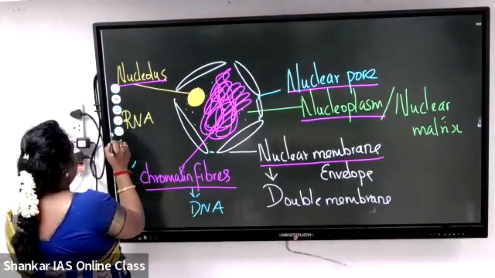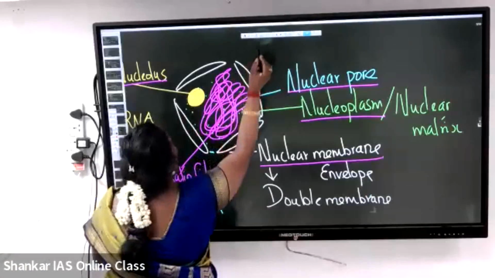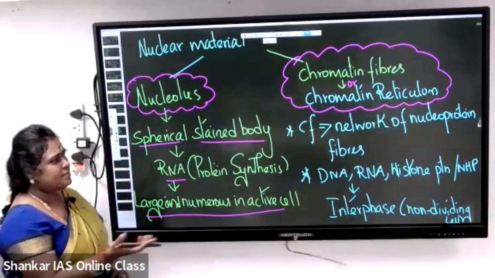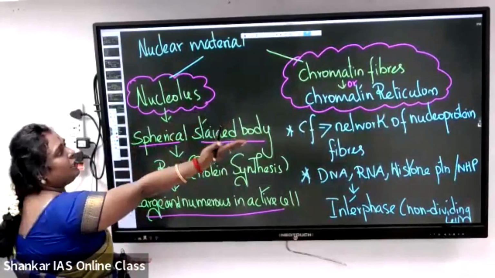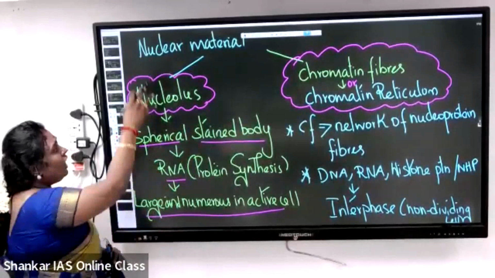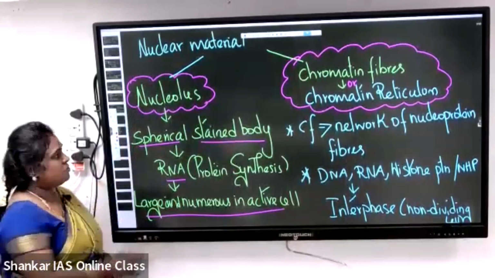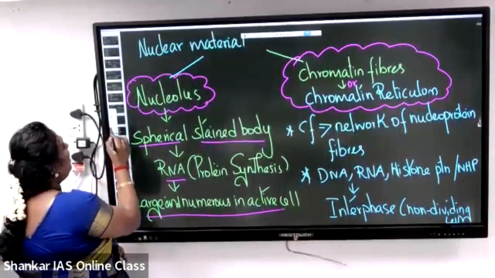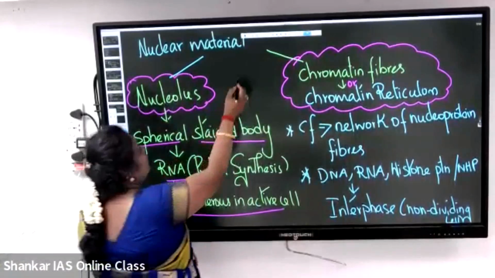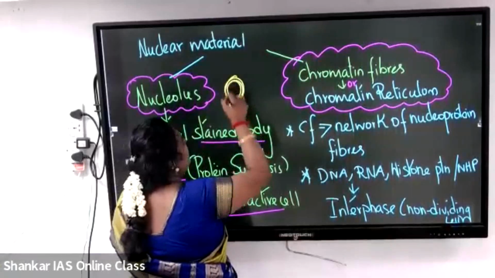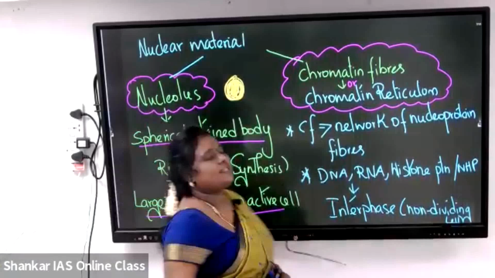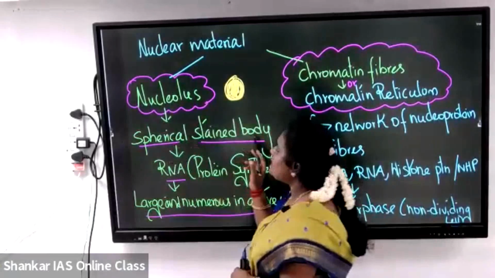So now we come to the details. Now we'll elaborate on the points about what the nuclear material is. Nuclear material is nothing but your nucleolus and your chromatin fibers. So now we go through the points about the nucleolus. What is the nucleolus? As I said earlier, it was a spherical stained body. What do you mean by stained body? It can take up the dye. So the nucleolus is a spherical stained body.